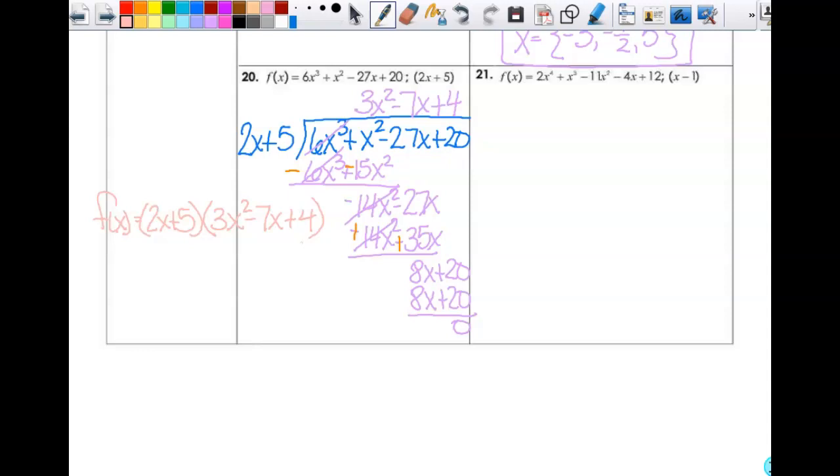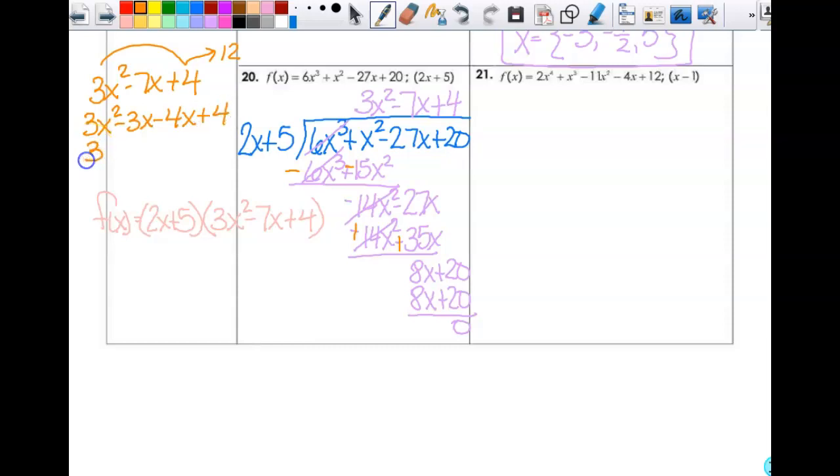So that means you have to literally go off somewhere else, wherever you have room. So I've got 3x squared minus 7x plus 4. 3 times 4 is 12. I need two numbers that are going to multiply to give me 12 and combine to give me a -7. So that's -3 and -4. So 3x squared minus 3x minus 4x plus 4.